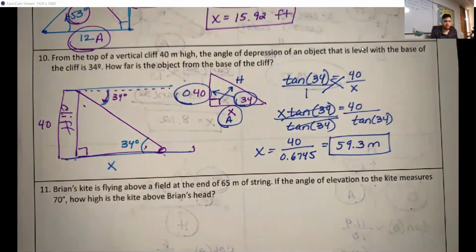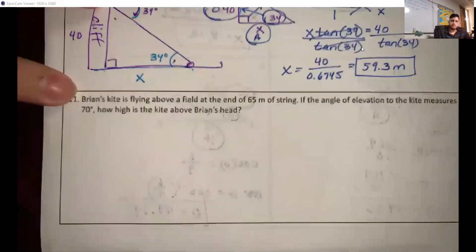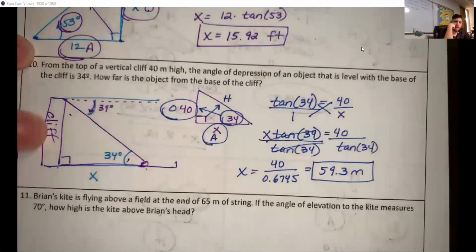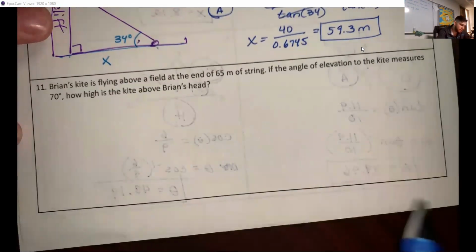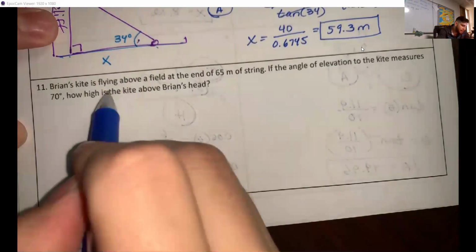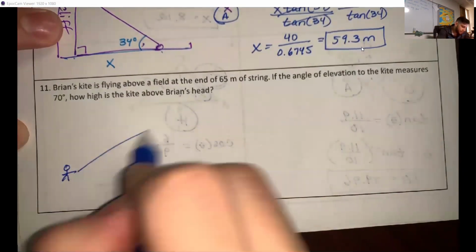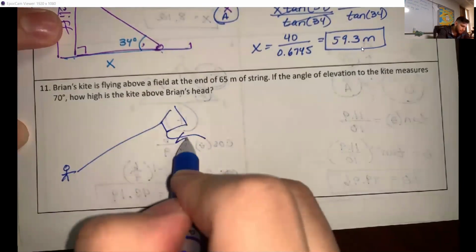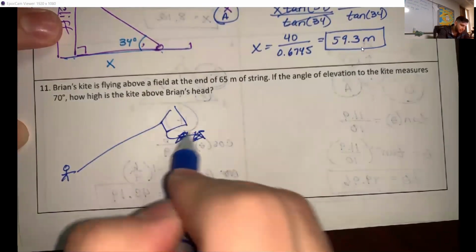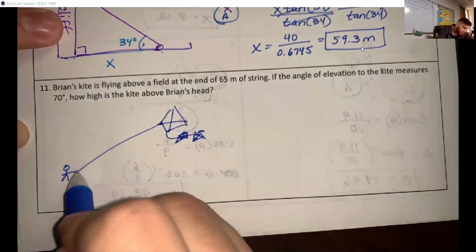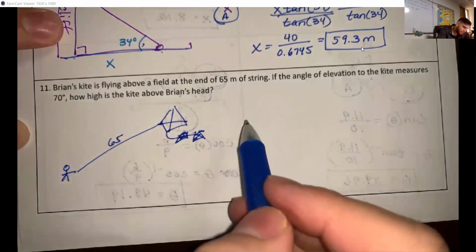Okay. And let's keep going. For number 11, it says Brian's kite is flying above a field at the end of 65 meters of string. God, there's always a kite problem in these things. So anyways, Brian's kite is flying above a field at the end of a 65-meter string. So here's Brian flying this beautiful looking, God, how do you draw those things? Whatever, it's a kite. And let's see, 65 meters of string. So this string has 65 meters to it.